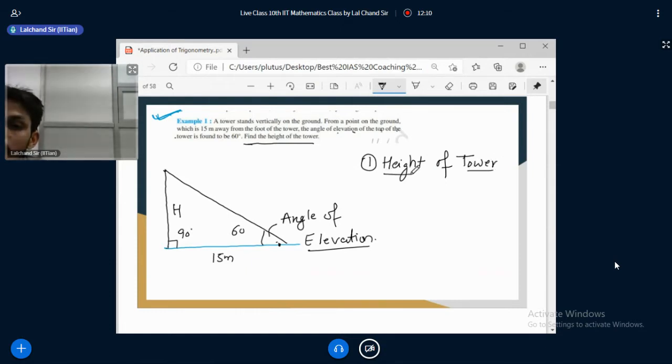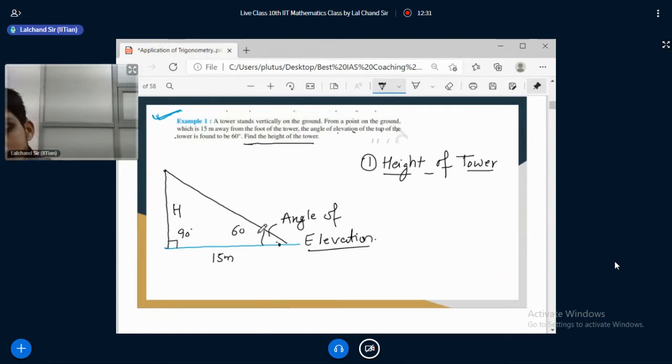Okay. So how can you find out the height of a tower? Can you try now? The first important thing is to make the diagram by reading the problem. Which angle is provided to us and which length is provided to us, and represent all those things inside a diagram. Okay. Now we need to calculate this height.